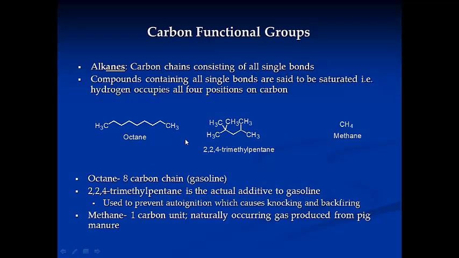Octane, that when you go to the gas pump, there's 87, there's 89, there's 93. Octane, right? This is octane. You've already done this when you had to write out the skeletal form for octane from the list that I gave you. But the actual stuff that's in your gasoline is here. 2,2,4 trimethyl pentane. It's still 8 carbons. It's still 18 hydrogens, but the structure is different.